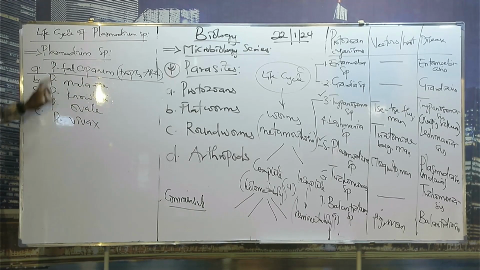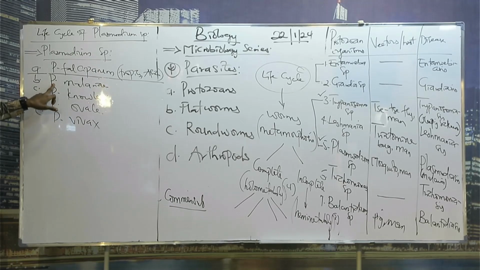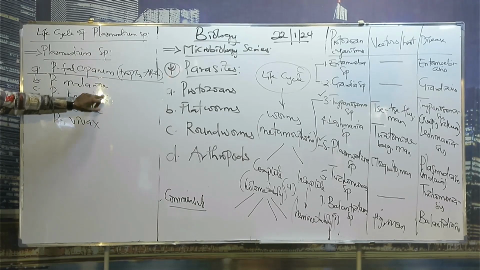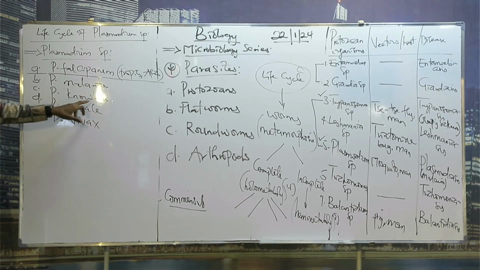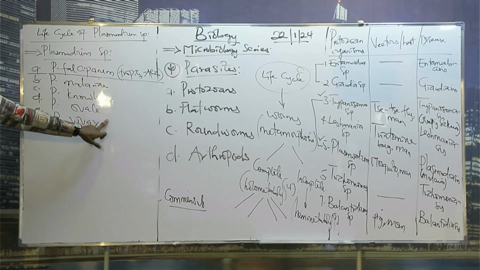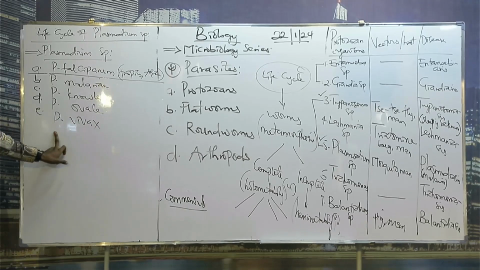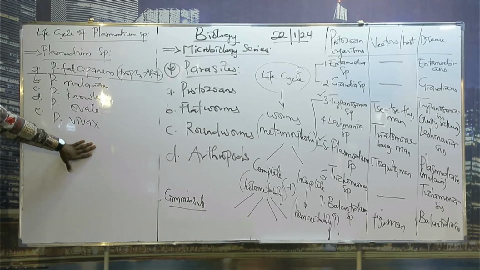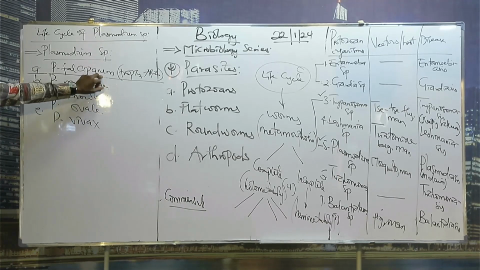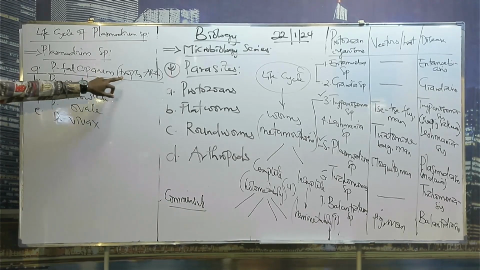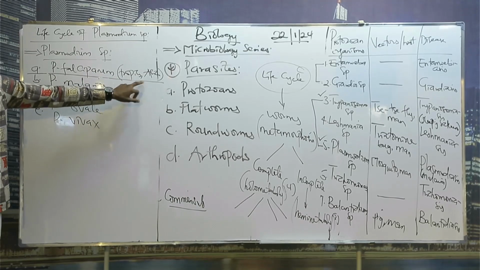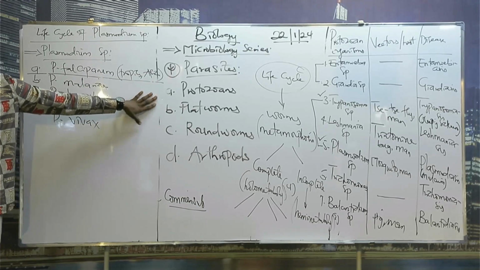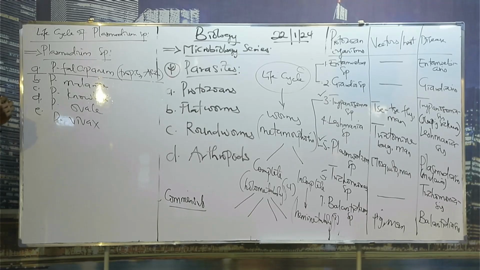What does this P here mean? Plasmodium. Second one is Plasmodium what? Malariae. Third one is Plasmodium knowlesi. Fourth one is Plasmodium ovale. And last one is Plasmodium vivax. These ones also affect humans, but not as much as this. Especially in where? The tropics and Africa. Is that making sense? Okay.